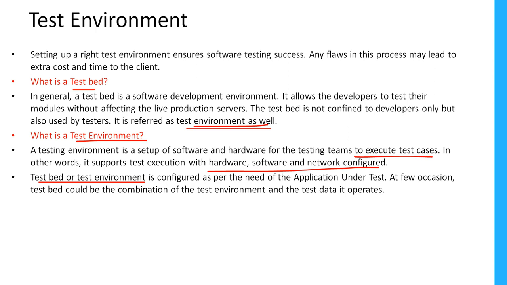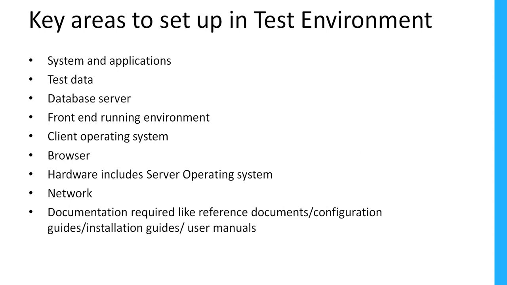So what are the key areas to set up in a test environment? Basically the system and applications, test data, database server, front end running environment, client operating system and browsers, hardware which includes server operating system, networks, and documentation required like reference documents, configuration guides, installation guides, or user manuals. So these are the key areas to set up a test environment.